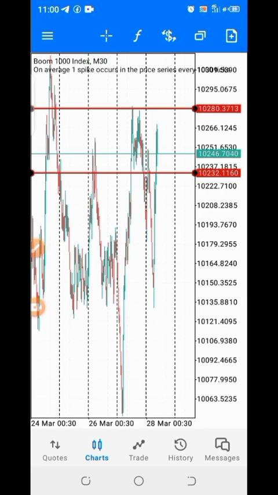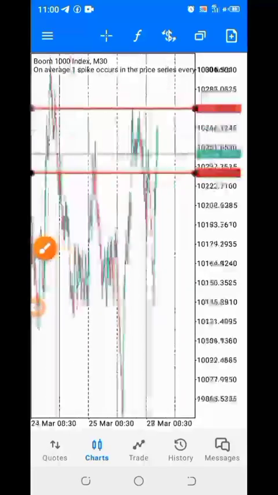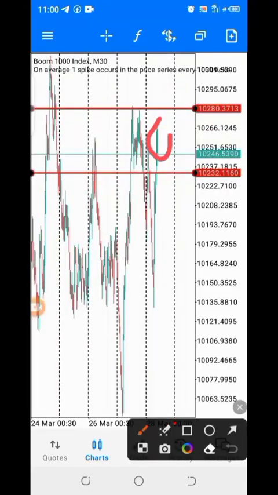Now, if you notice something, between 10282 and 10232, the market seems to stay there very well before. Now look at what happened. This is what happened today. Now this is what happened before yesterday. Now this is what happened a day before yesterday.